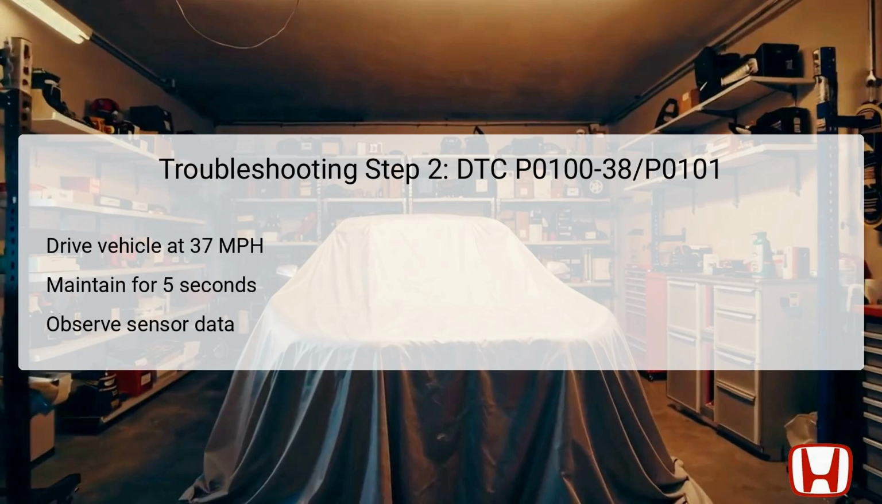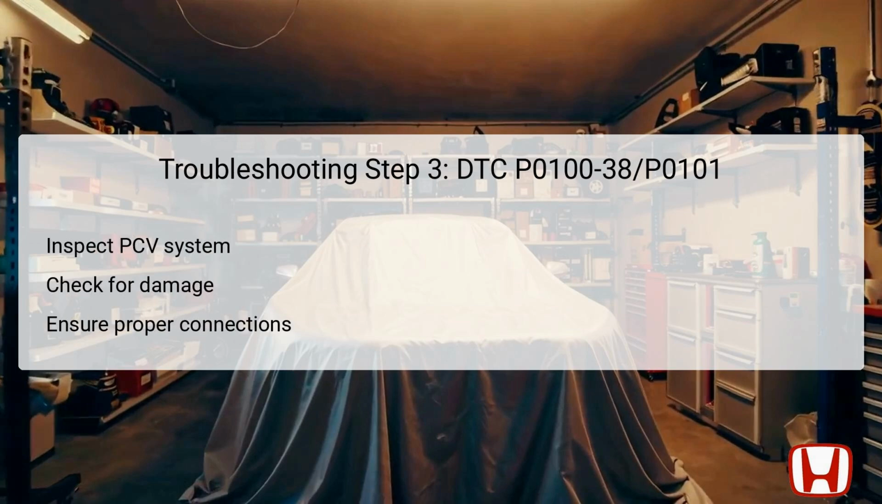If the MAF sensor continues to produce out-of-range readings during this step, further investigation into the intake system and sensor performance is necessary. The third step in the troubleshooting process involves inspecting the positive crankcase ventilation (PCV) system for any signs of damage or improper connections.